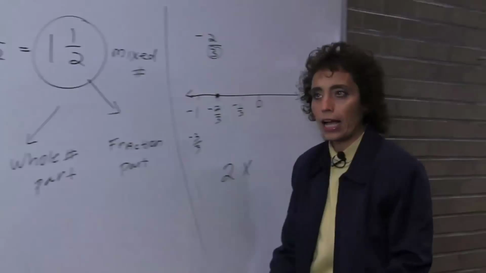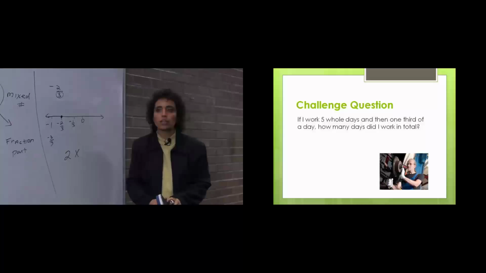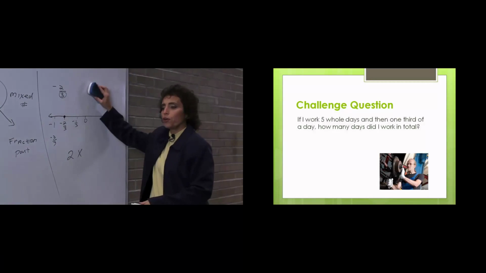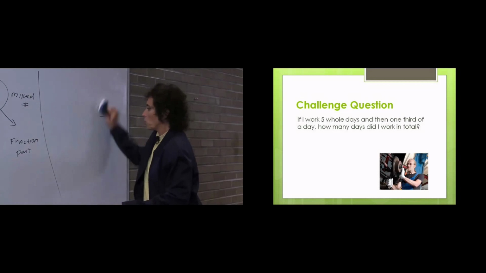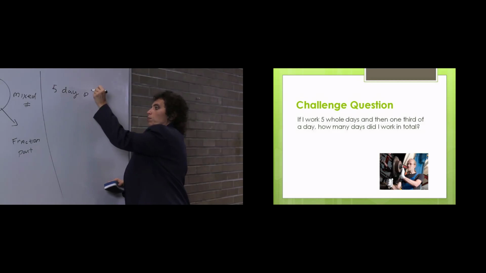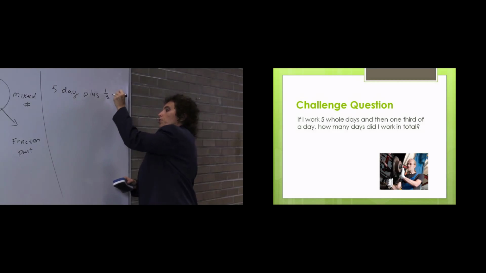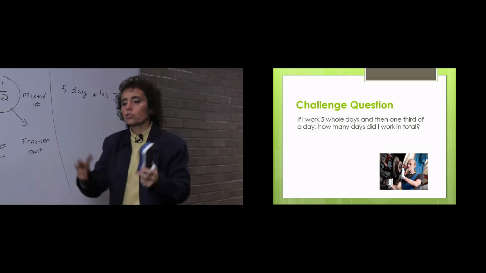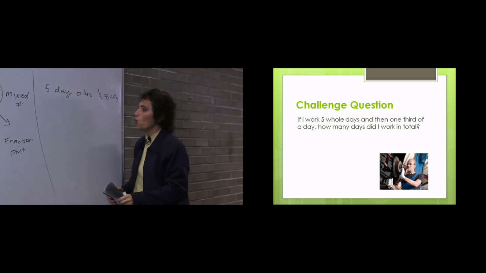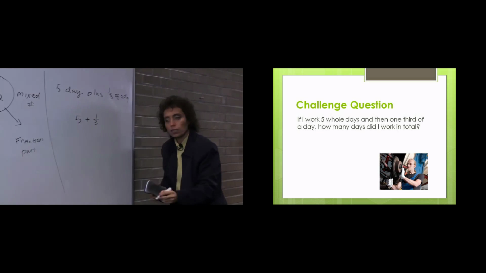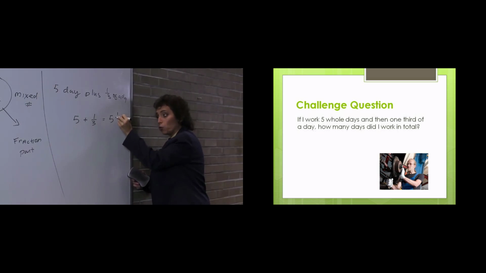And that's the 1/2. So let's now take a look at this next problem. If I work 5 whole days and then 1/3 of a day, so I'm working 5 days, plus I'm going to work another 1/3 of a day, okay? How many days have I worked in total? Okay, so let's take a look at this. Well, I'm working 5 days plus 1/3 of a day, which is just 5 1/3.